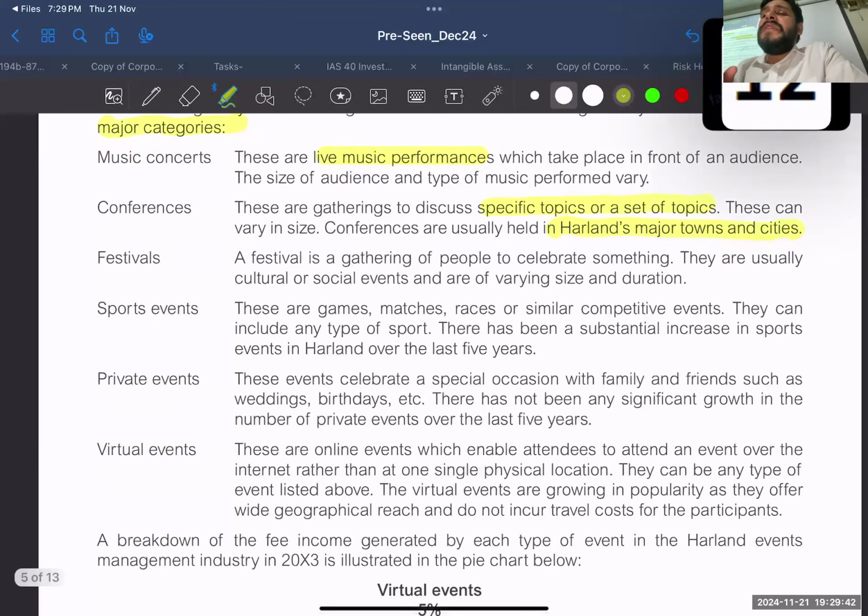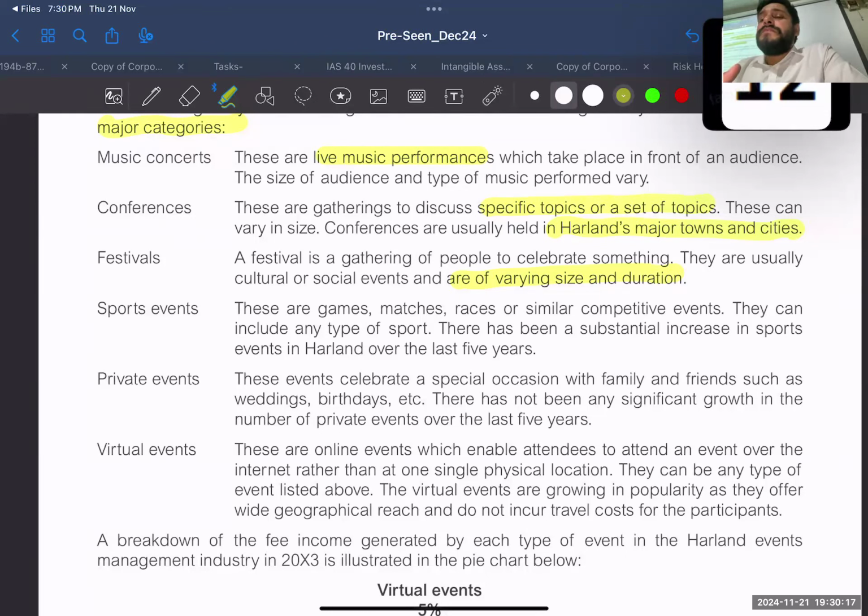Festivals. A festival is a gathering of people to celebrate something. Eid festival, Christmas festival, Easter festival, and any other festivals. They are usually cultural or social events and are of varying size and duration. So they vary in size and duration. For example, for Eid, we have 3 days. For Christmas, we have more than a week because it starts from before Christmas and ends at the end of the New Year. Then sports events.